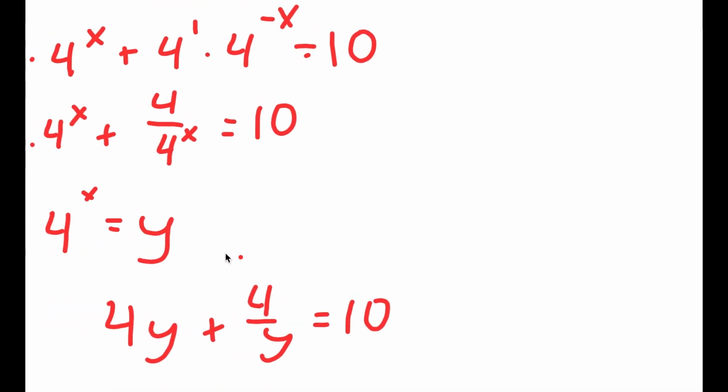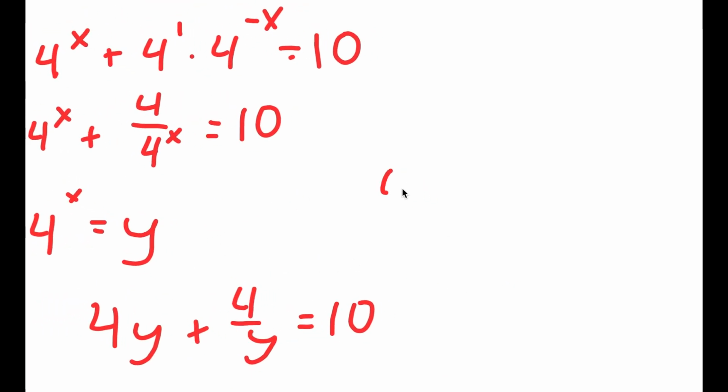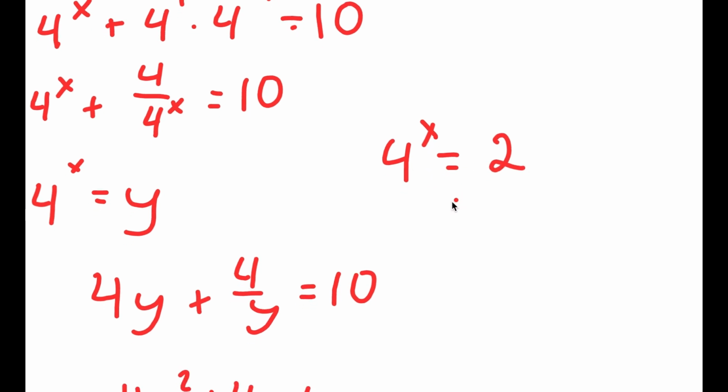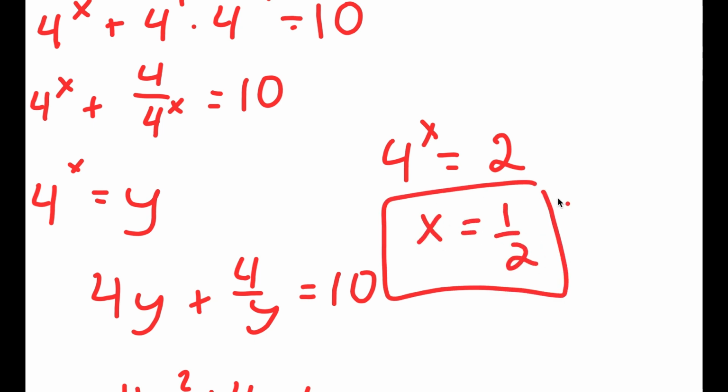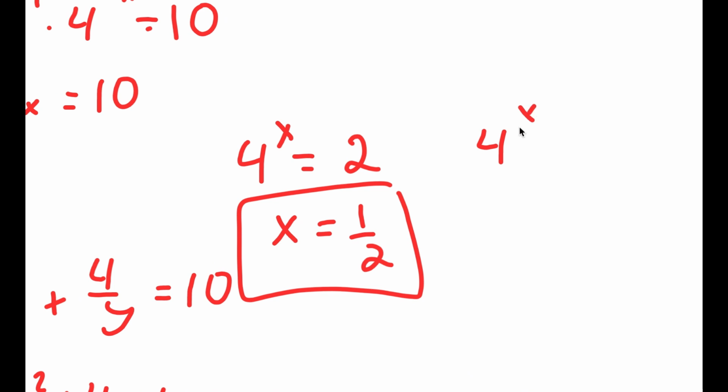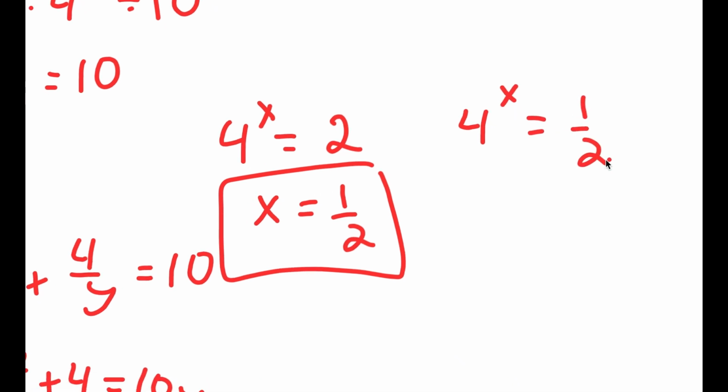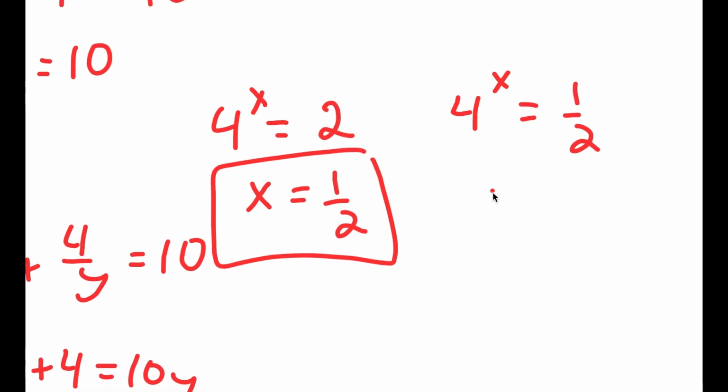Now remember how we let 4 to the power of x equal to y. So I first have 4 to the power of x is equal to 2, and if 4 to the power of x equals 2, then this means that x is equal to 1/2. Now I have 4 to the power of x is equal to 1/2, and this means that x is equal to negative 1/2.